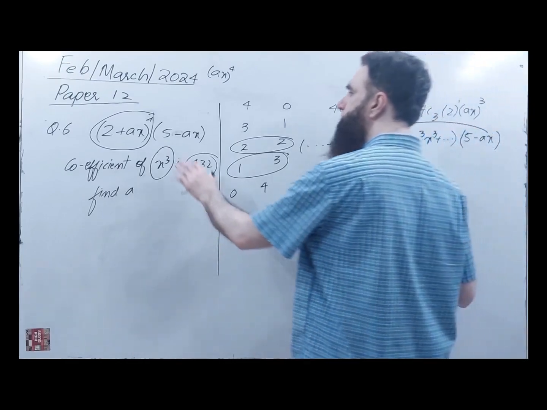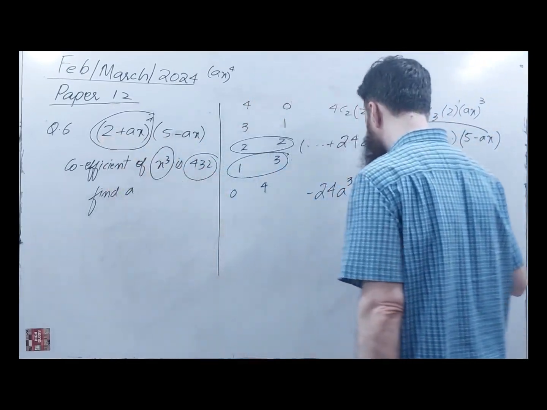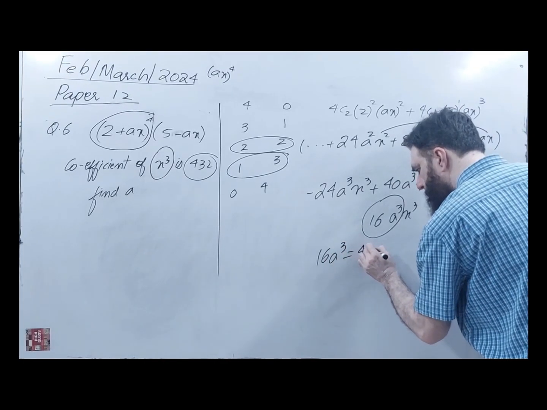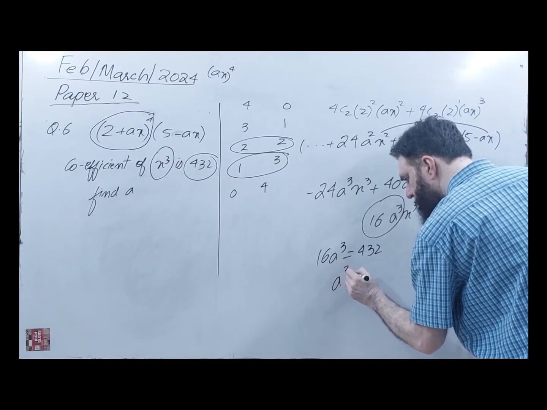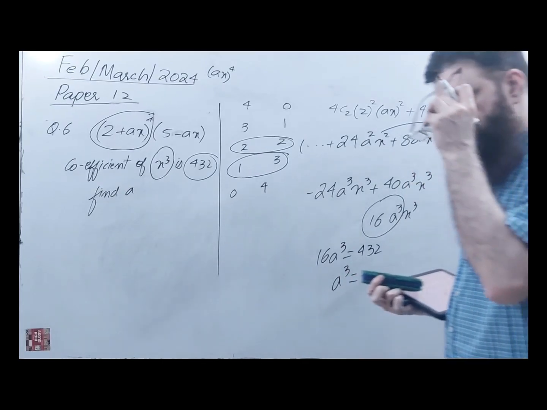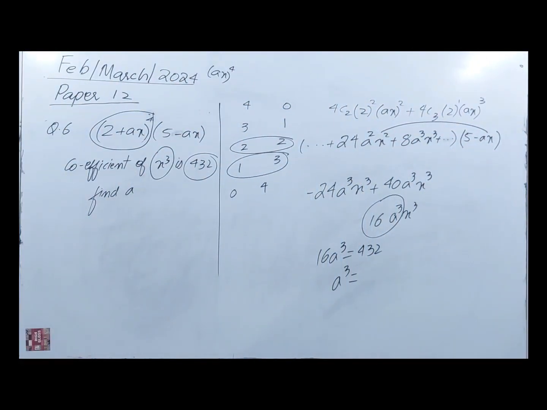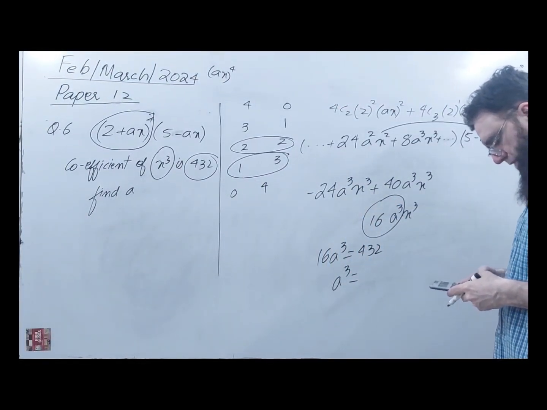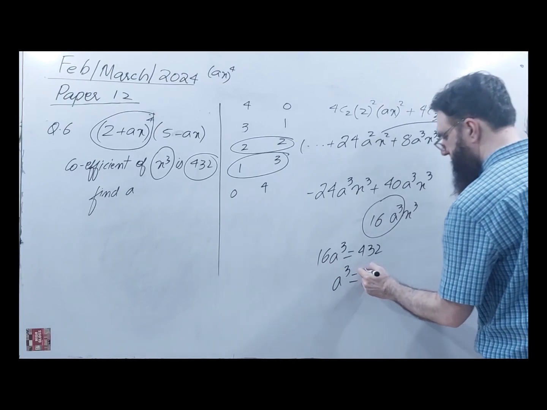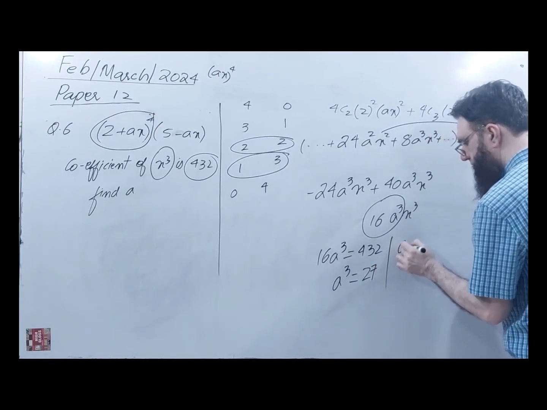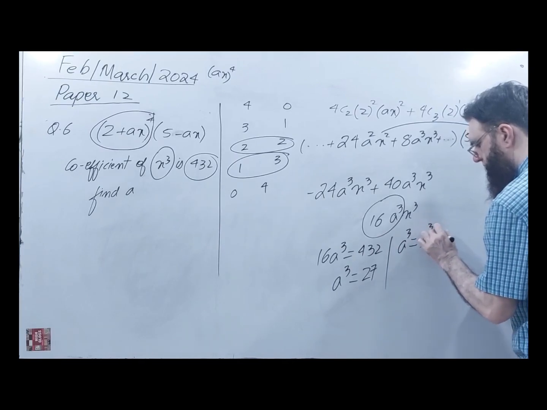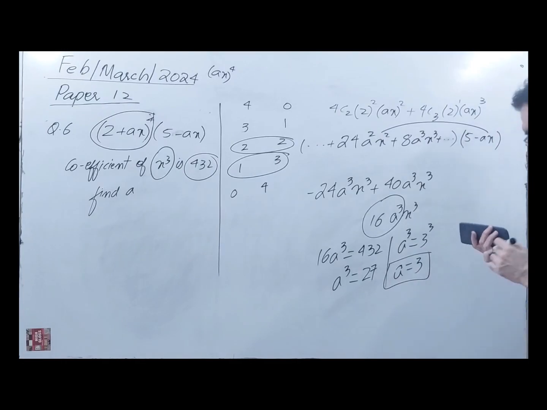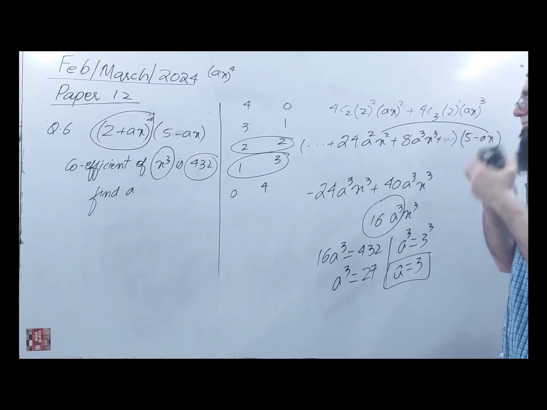And the coefficient of x cube in this expansion is given as 432. So we put 16a cube is equal to 432. So a cube is 432 divided by 16. This gives me 27. So it's simple. a cube is equal to 27. You don't have to show this step. You can write a is equal to 3. So this is most probably the correct answer.